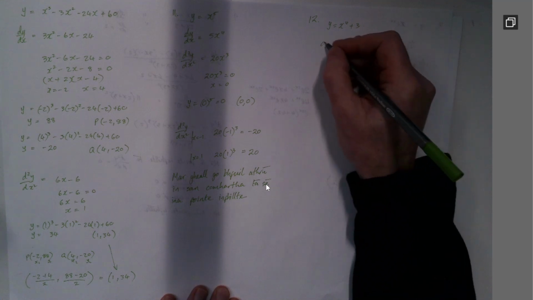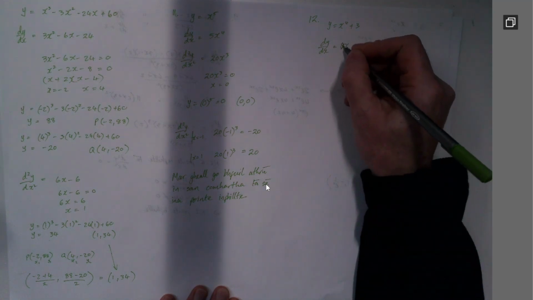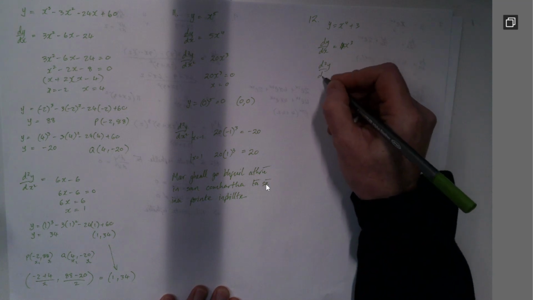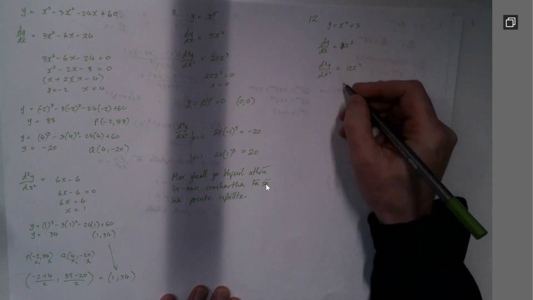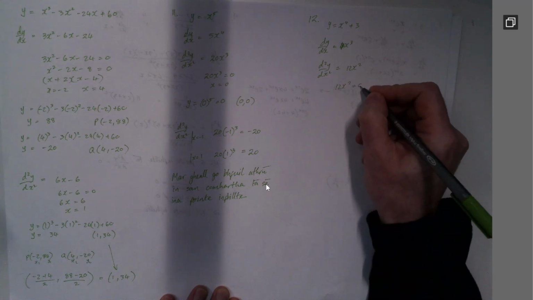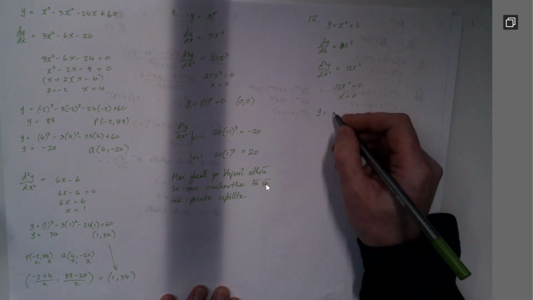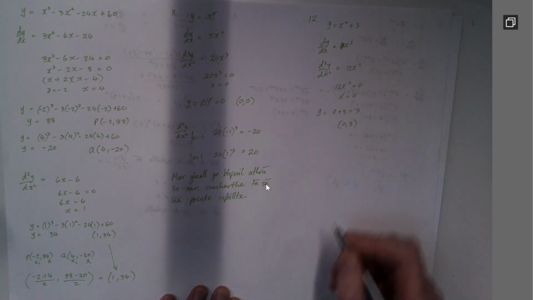So the derivative dy/dx is 3x cubed here. Okay, so d squared y/dx squared is 12x squared here. Now, 12x squared equals 0, so x equals 0. Substituting, y equals 0 plus 3, which equals 3. So the point of inflection is at (0, 3).